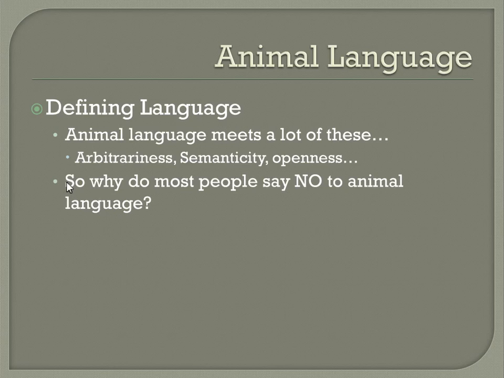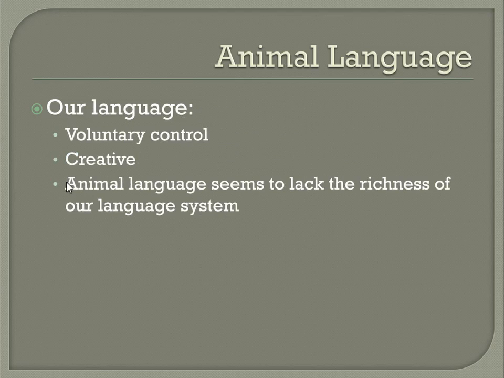So if a lot of the animal languages meet these rules that we've agreed upon, why do most people still say no? Animals don't have language like we do. And we're not arguing that they don't have language. Its argument is that they don't have language like we do. Okay. And so our language, what we're arguing is special, is that we have voluntary control over the language, and we're creative. Creativity always is the thing that people come back to. Animal language does not seem to have that richness that our system does, and they don't use the language creatively the way that we do.